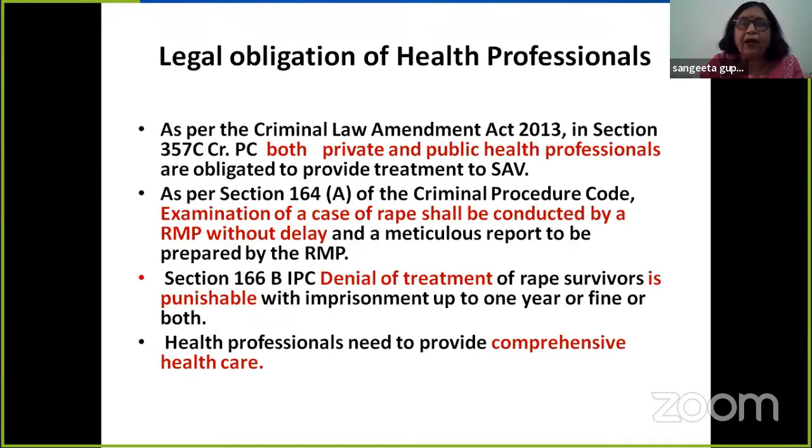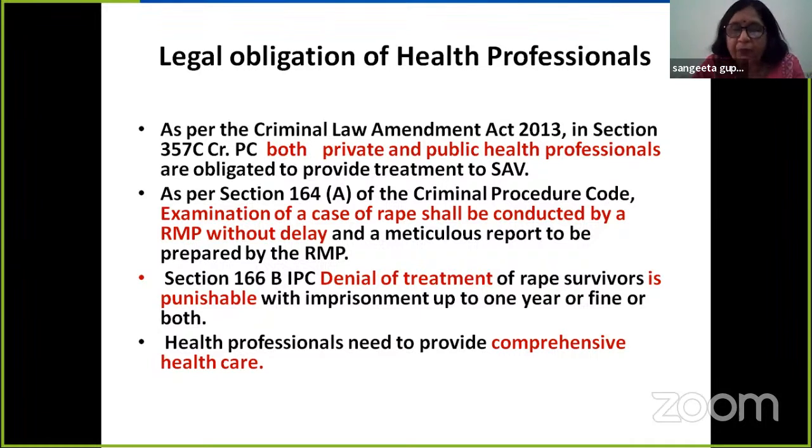Now, the most important point is, what are our obligations? What are the obligations of a health professional? As per the Criminal Law Amendment Act 2013, both private and public health professionals are obligated to provide treatment to a sexual assault victim or survivor. As per section 164A of the Criminal Procedure Code, examination of a case of rape shall be conducted by a registered medical practitioner without delay and a meticulous report to be prepared by the RMP. As per section 166B of the Indian Penal Code, denial of treatment, as Madam Jain was saying, of a rape survivor is punishable with imprisonment up to 1 year or fine or both.